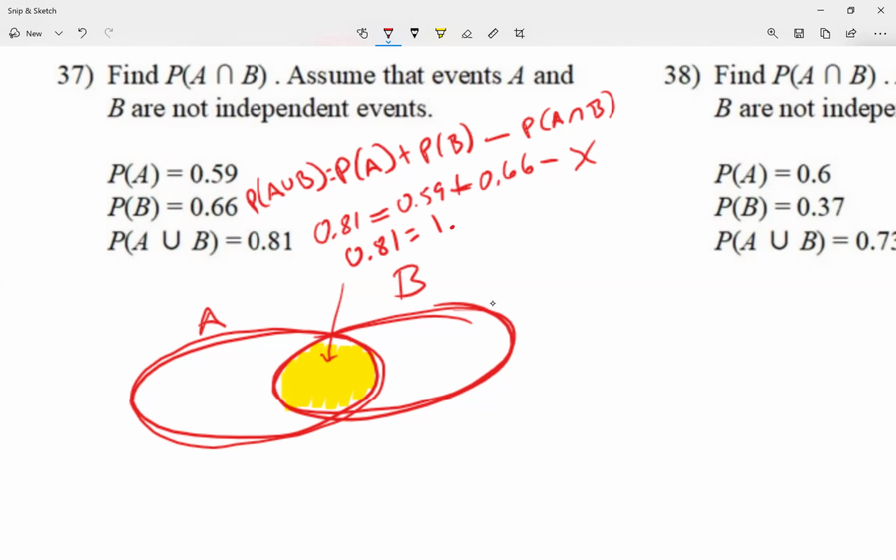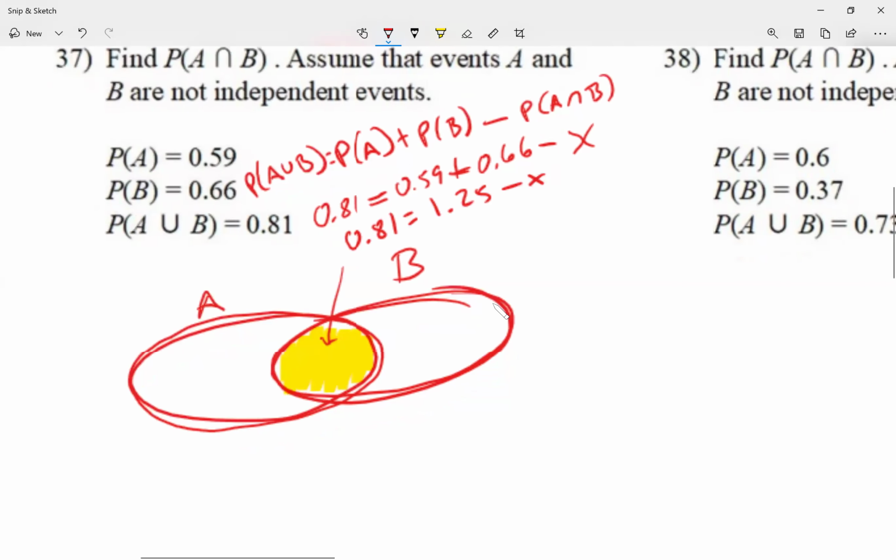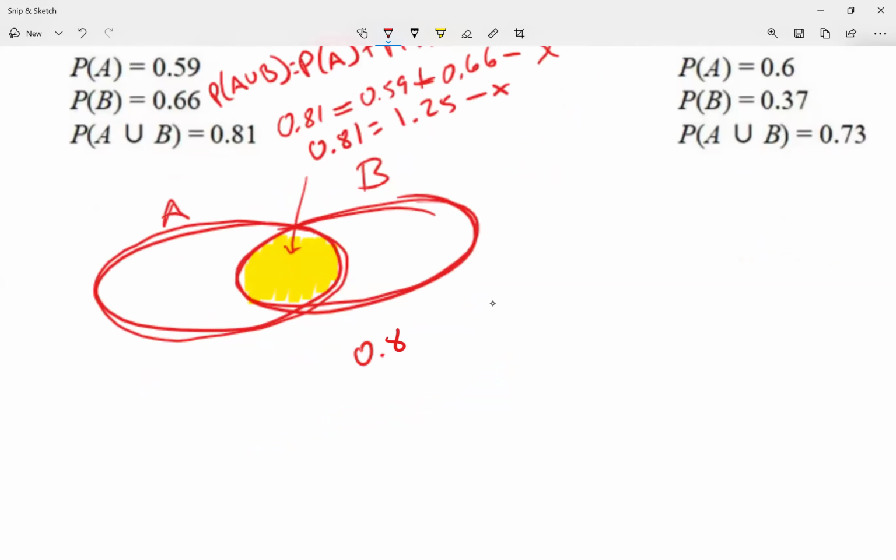0.81 is equal to 1.25, because that's these two numbers, minus X. For the space purpose, let me actually just continue over here. 0.81 is equal to 1.25 minus x. Okay, I'm trying to get x by itself, so this 1.25, let me move it over as a minus 1.25. So I get that negative 0.44 because 0.81 minus 1.25 gave me negative 0.44, and this is equal to negative x.